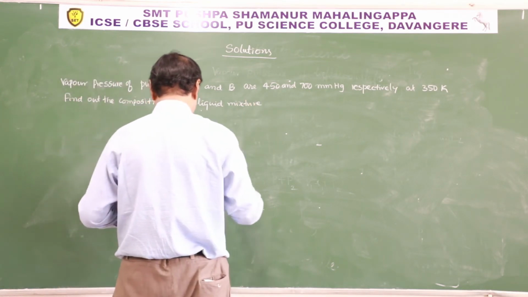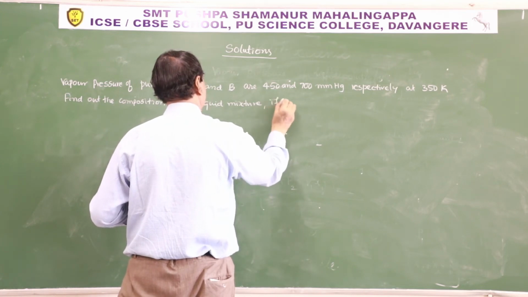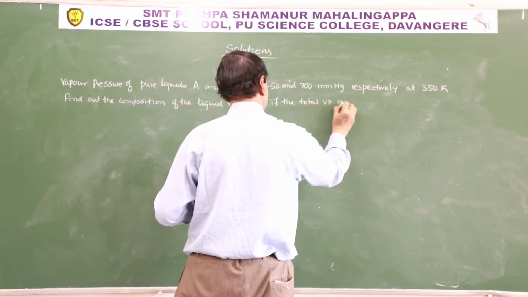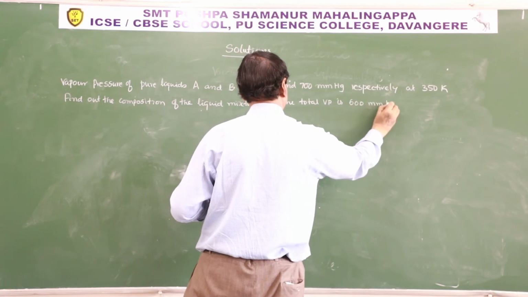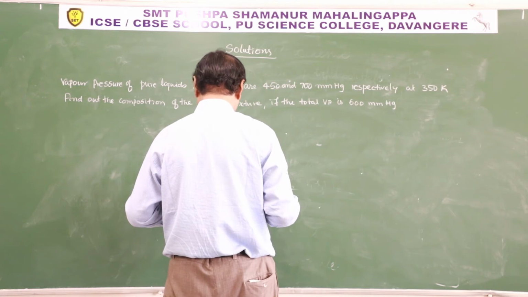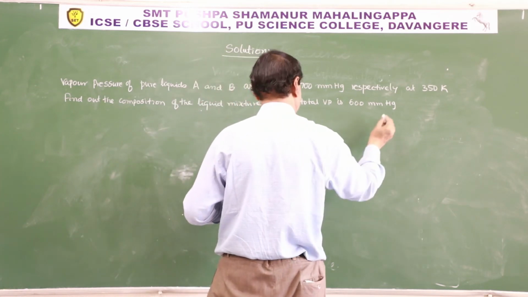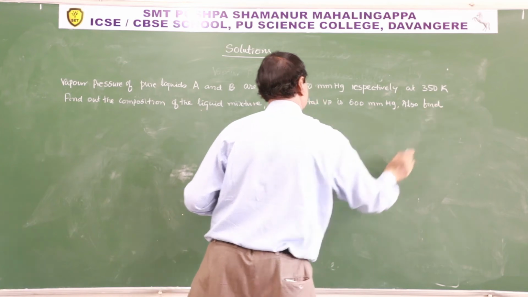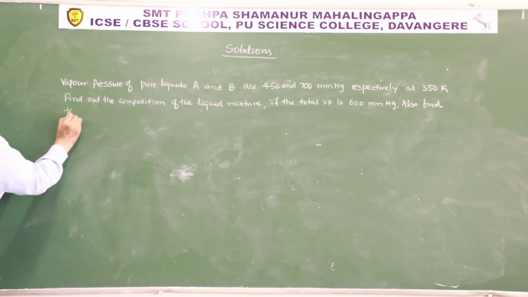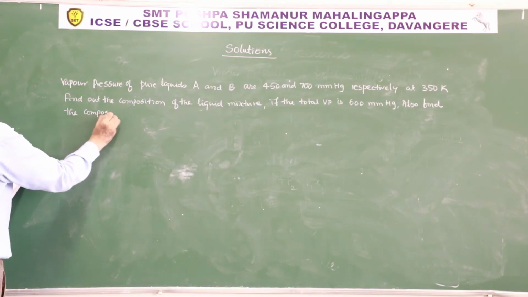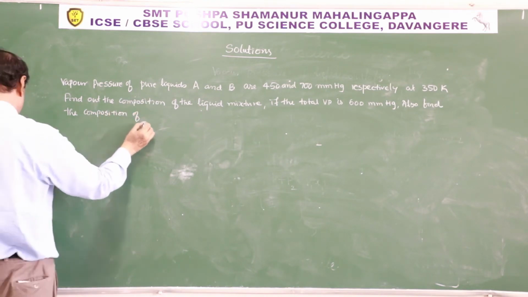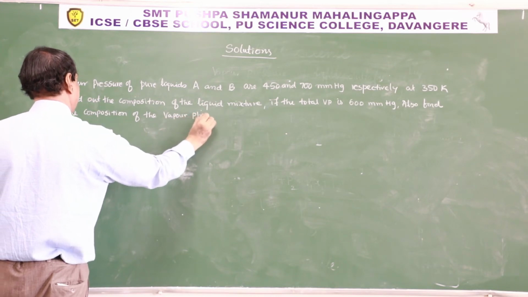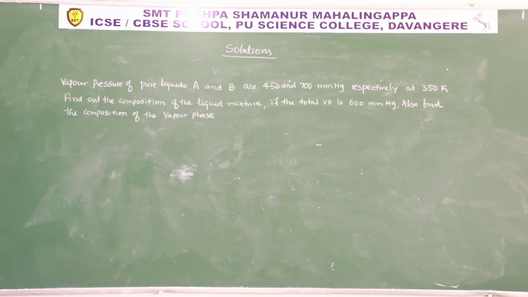If the total vapor pressure is 600 millimeter of mercury, also find the composition of the vapor phase.